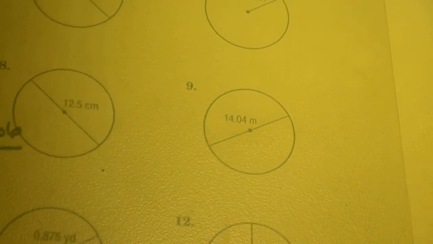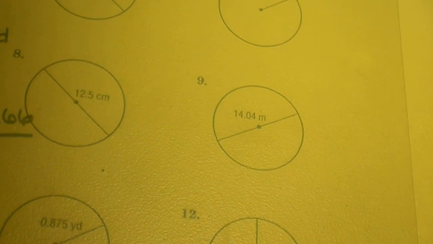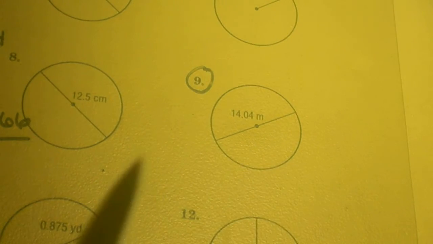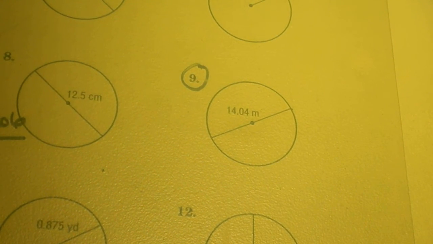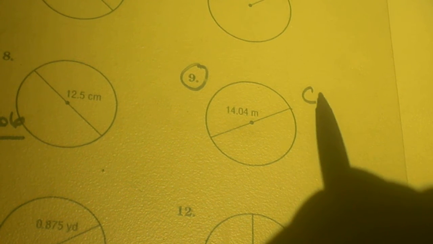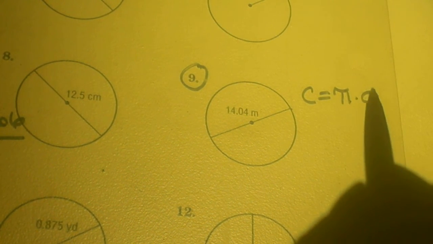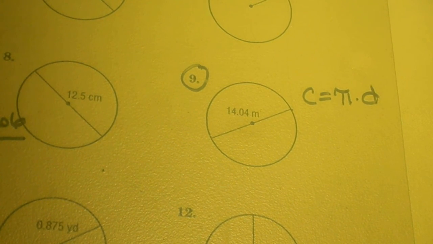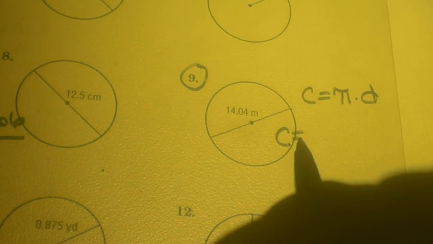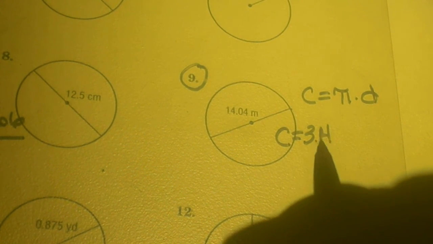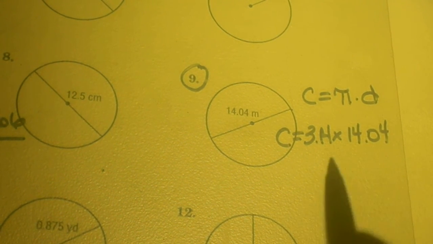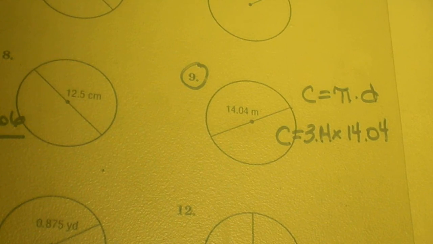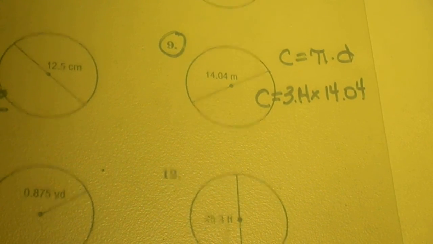Let's do number 9. Okay, so that's right here. Well here, instead of giving the radius, because this line extends all the way through the center of the circle, they've given us the diameter of the circle. So circumference is equal to pi times diameter. And remember, pi is 3.14, so our formula is circumference is equal to 3.14 times 4.04. So you're just going to do that multiplication, 3.14 times 4.04, and that's how you would do that.